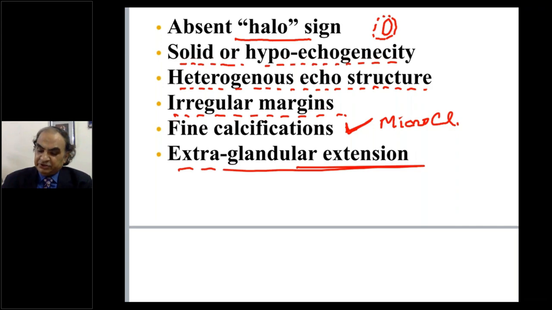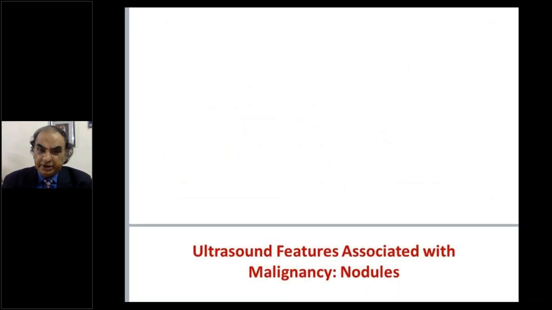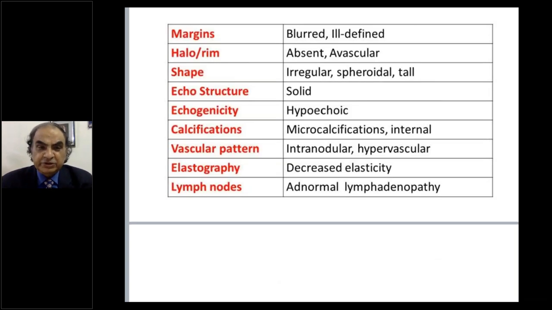And I've covered that. I'll show you some pictures of the same if I can. Repeating the same thing, and usually we are classically finding this in malignant nodules. Just to reinforce, this table should remain in your mind all the time. Margins blurred or ill-defined, halo rim absent, avascular, shape irregular, spheroidal or tall. Spheroidal because central necrosis would make it bulge. Echo structure solid. Echogenicity usually hypoechoic. Calcifications, microcalcifications, usually internal. Vascular pattern intranodular, hypervascular. Elastography would be decreased elasticity.